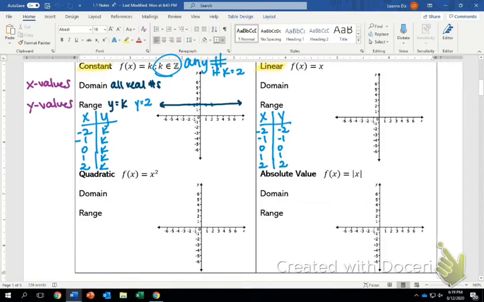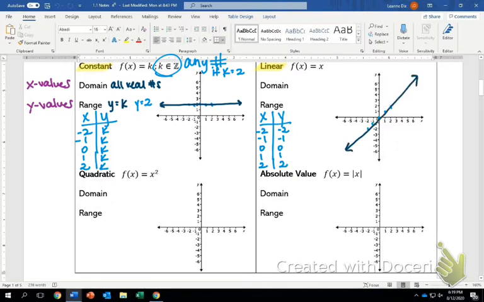So if I plug in -2, I'll get -2, and etc. If I put my ordered pairs, the ordered pairs would be -2, -2, -1, -1, 0, 0, 1, 1, and 2, 2. Now I can make my assumption about my line, and I can connect the dots.